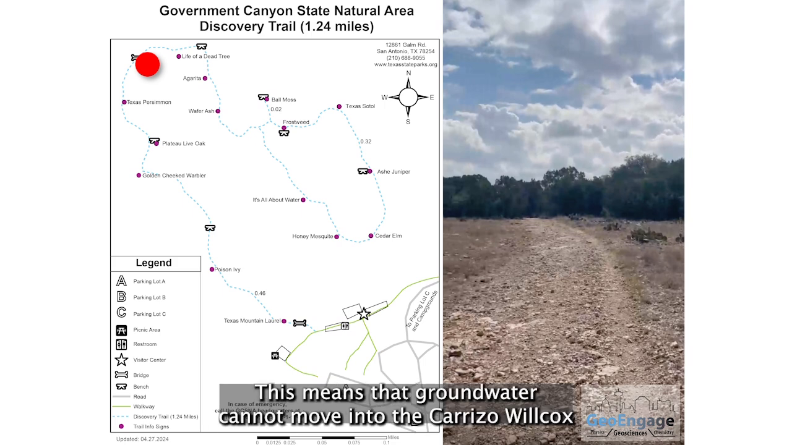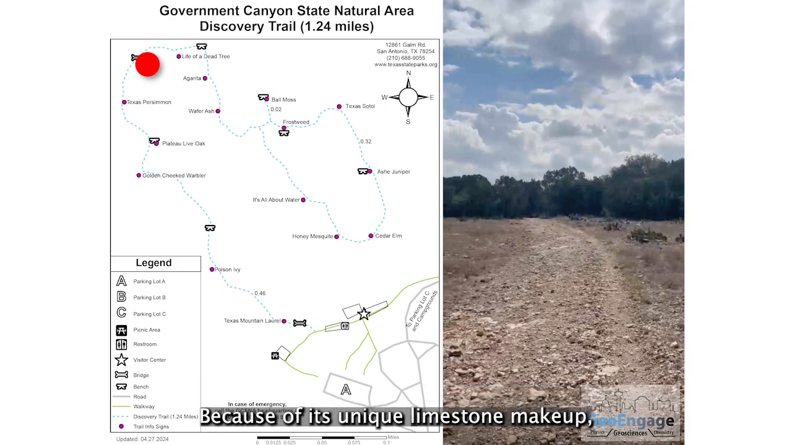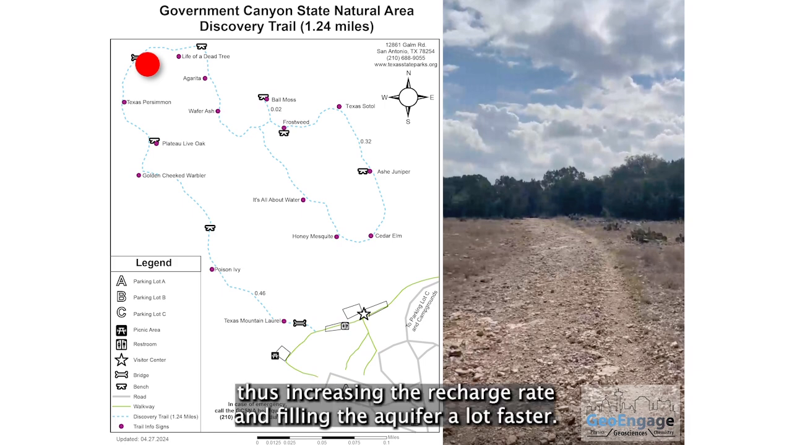This means that groundwater cannot move into the Carrizo-Wilcox Aquifer as easily as water moves into the Edwards Aquifer. Because of its unique limestone makeup, the Edwards Aquifer allows water to flow more freely, thus increasing the recharge rate and filling the aquifer a lot faster.